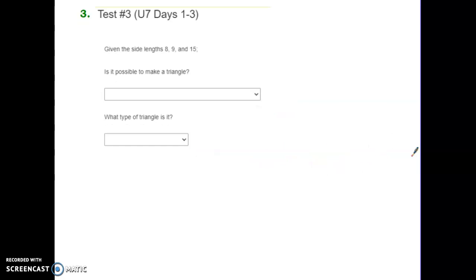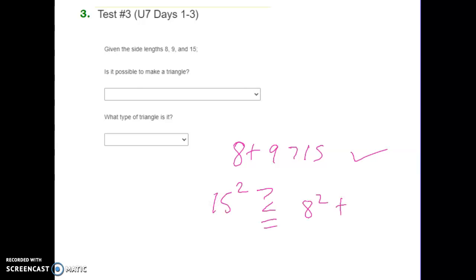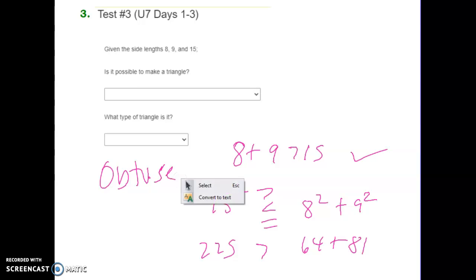Number 3. All right, so is 8 plus 9 greater than 15? Yes. What type of triangle is it? Well, 15 squared, is that greater than, less than, or equal to 8 squared plus 9 squared? In this case, we get 225, and this is 64 plus 81. So 225 is greater than 64 plus 81, so that makes it an obtuse triangle.